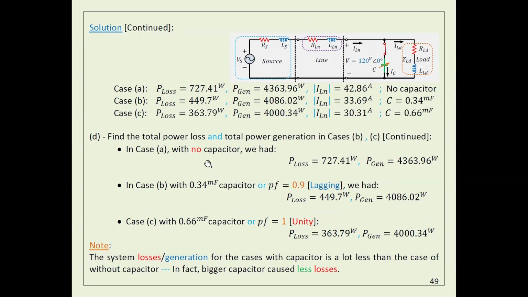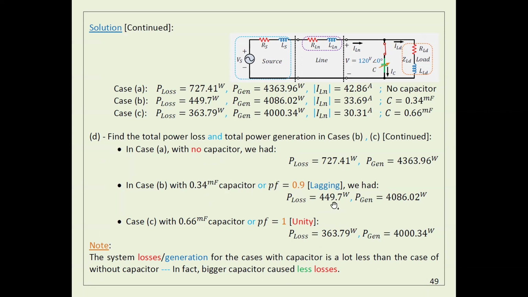So now, guys, I told you the first case when the power factor was 0.71, without correction. This was the amount of losses, 727. And now when I added a capacitor and improved the power factor to 0.9, look how much reduction I had. Instead of 727, now it became 449.